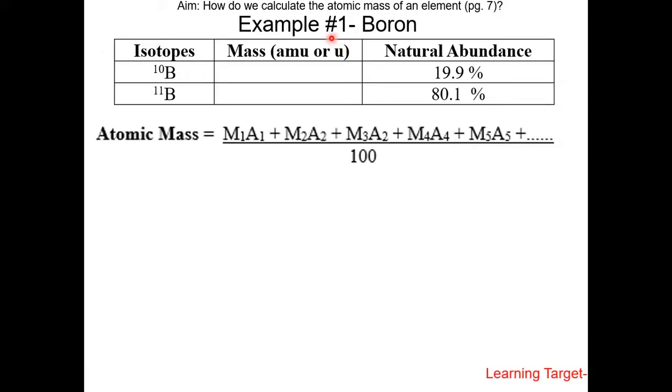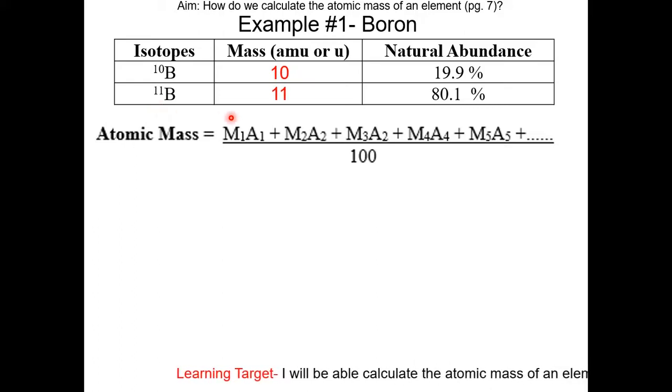Let's look at example 1, boron. Boron has 2 naturally occurring isotopes, B10 and B11. Here are the natural abundances. The first step is to figure out the mass of each isotope. We can determine this from the mass number. So B10 has a mass of 10 AMU, B11 will be 11 AMU.